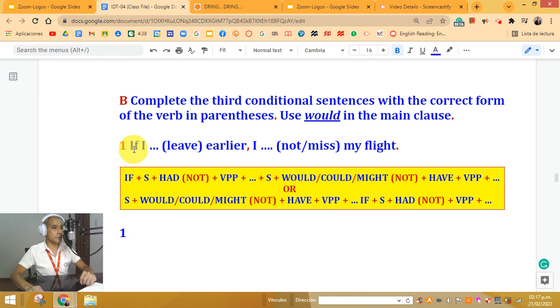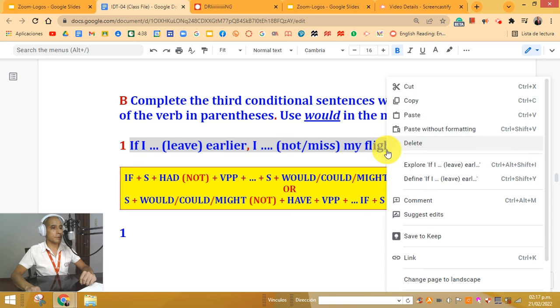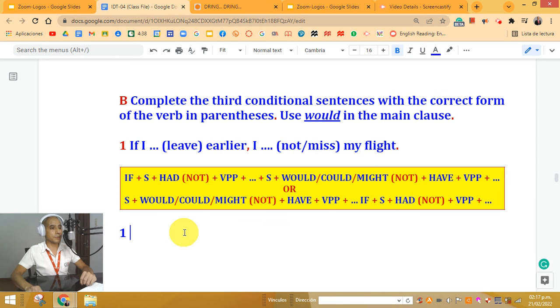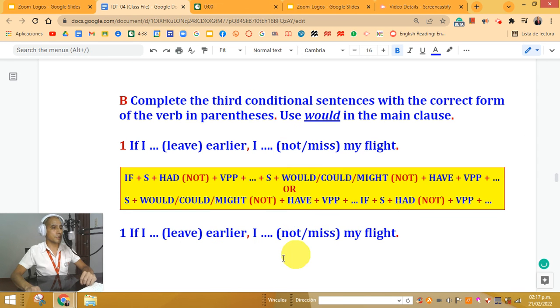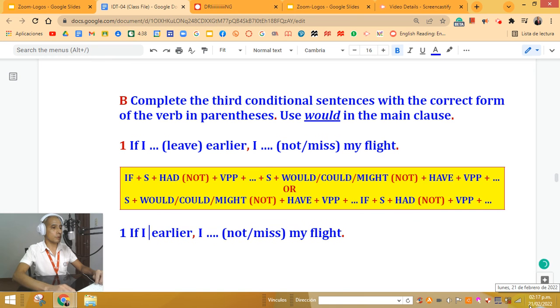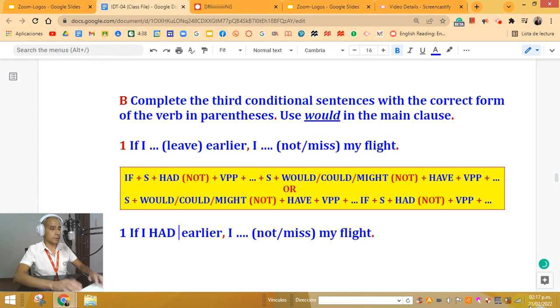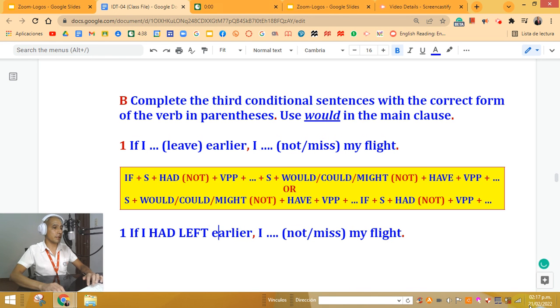So here it says, we're going to copy this in order to do it faster. Okay, so here it says, after if, I need a subject. And I need had, first of all. So if I had, the verb is leave, I need a past participle, left. If I had left earlier, I. According to the instructions, I have to use would. So I say, I would have.